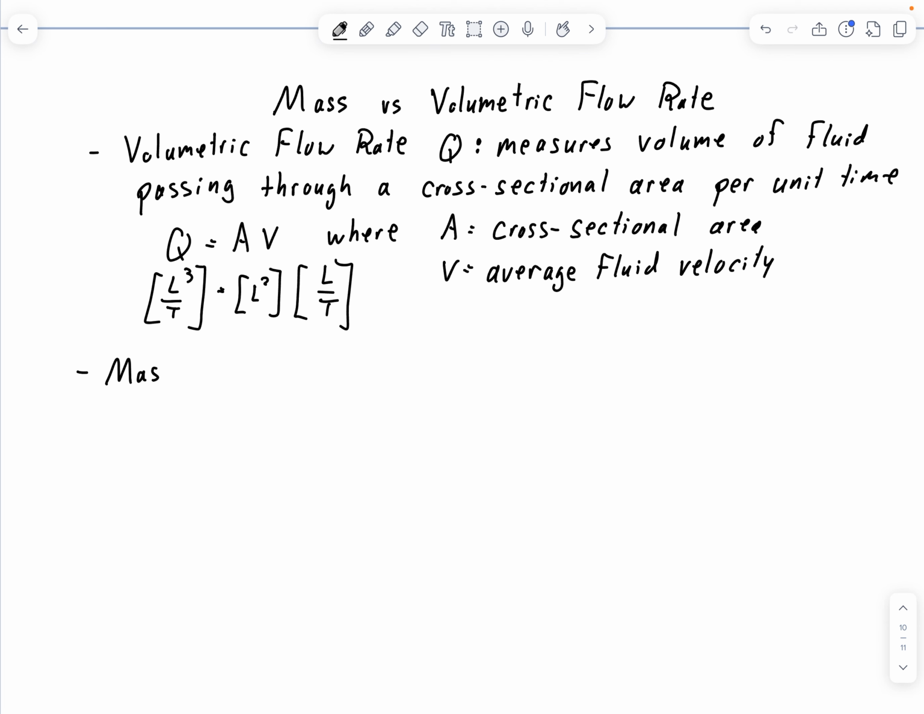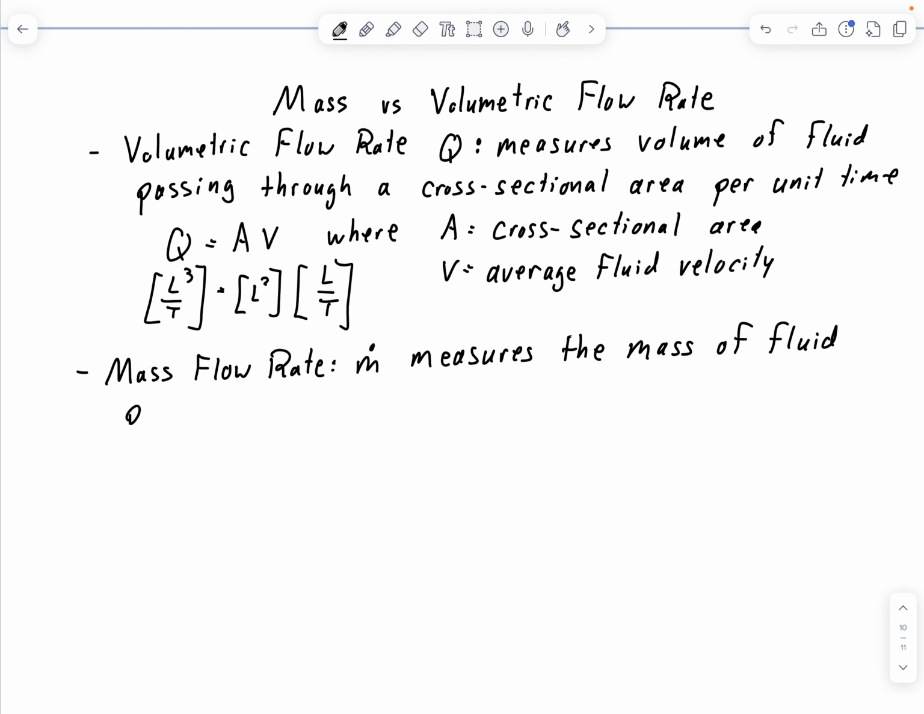Now, the second flow rate that we need to consider is the mass flow rate. And this is abbreviated as m dot. And m dot measures the mass of fluid passing through a cross-sectional area per unit time.